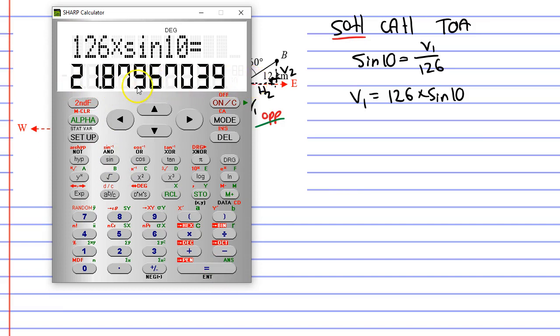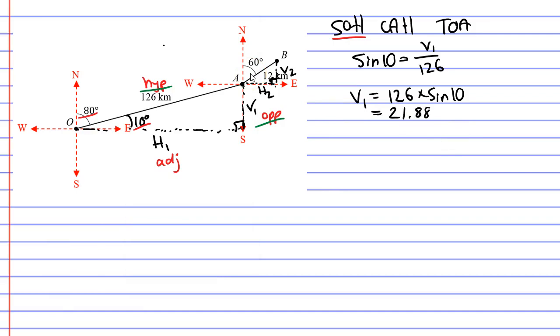21.879, and so on. So let's round this to 3 decimal places. I think it's very important with these questions to have as many decimals as you can, so we'll pick 3, and that'll round to 21.880 kilometers. So that's our vertical component.